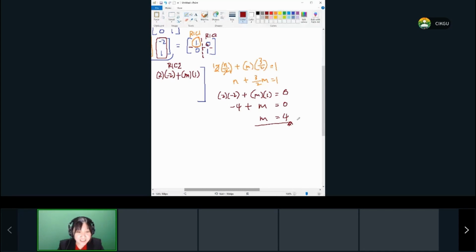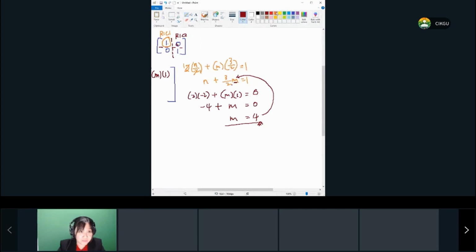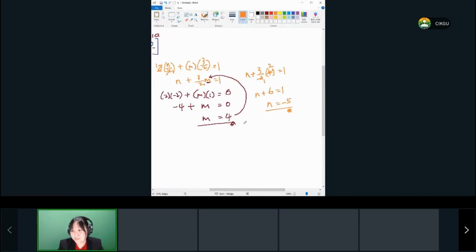M is 4. So once you get M is 4, remember our first equation here. Then you can substitute the 4 into M, and you can solve for N already. Let's see how to do it. So N plus 3 over 2 times M, we know the value already, 4, equals to 1. So the 2 divided by 2 becomes 1, and M plus 3 times 2, 6, equals to 1. Done. N equals to, throw the positive 6 to the other side, -6. So 1 minus 6, -5. Done. So we got our answer already. M is 4, N is -5.